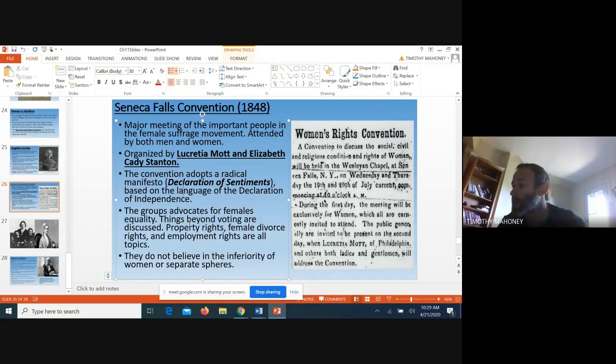And they certainly do not believe in the separate spheres. Remember, ever since before Republican motherhood, guys, women have historically had this separate sphere of influence. It really gets reinforced with Republican motherhood and the cult of domesticity. These ladies aren't buying it. These are our early suffragettes, and please see their connection to abolition. Please see their connection to the Second Great Awakening.